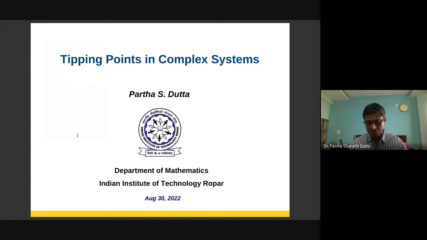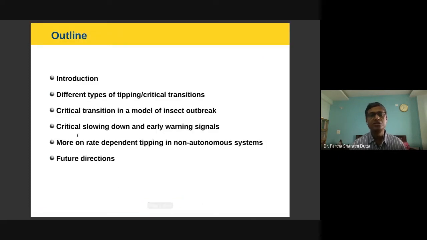In today's lecture, I plan to give you a brief overview on tipping points in complex systems. This research area has grown a lot in recent times. I would like to give a brief introduction of the subject, and then talk about different types of tipping that occur in complex systems, like bifurcation-induced tipping, noise-induced tipping, and rate-induced tipping. I'll explain this with a specific example of a model of insect outbreak. Then I will talk about critical slowing down and associated early warning signals. And at the end, I will talk about very relevant recent research on rate-dependent tipping in non-autonomous systems. Although I will introduce that very briefly, I will talk about future directions.